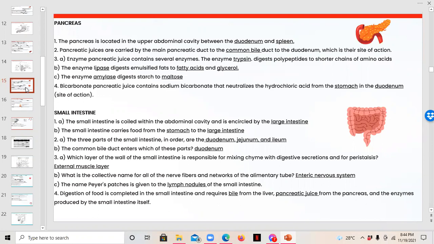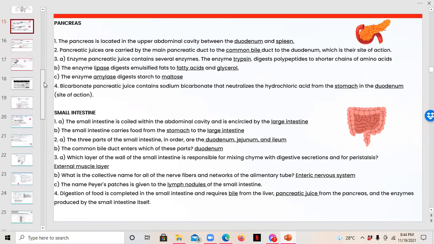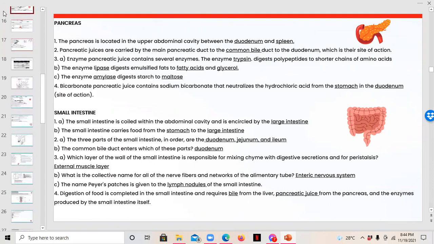digests starch to maltose. Number 4, bicarbonate: pancreatic juice contains sodium bicarbonate that neutralizes the hydrochloric acid from the stomach in the duodenum, the site of action.